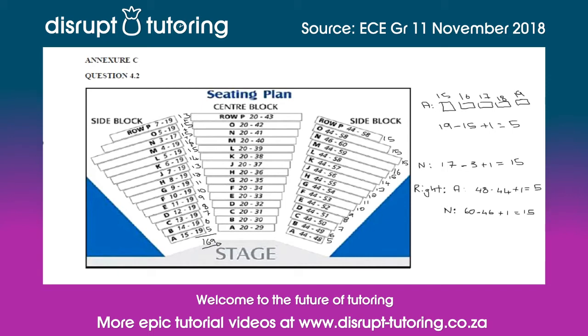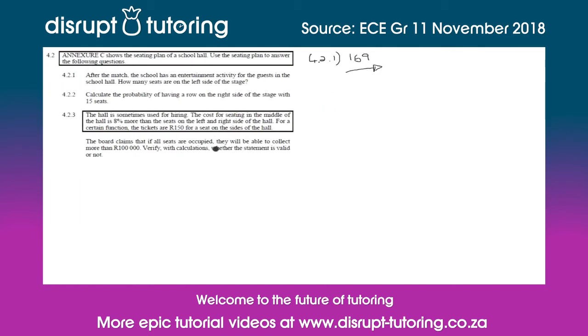And we can double check just for sanity. I'm going to do P on the side. It's going to be 58 minus 44 plus 1. That is indeed 14 plus 1. So that equals 15. Okay, so now that we have the number of seats in the right hand side, we can go back to our question, and they say calculate the probability of a row on the right hand side having 15 seats.